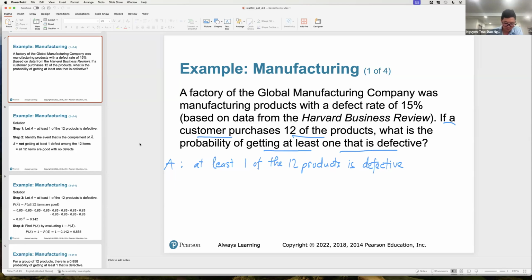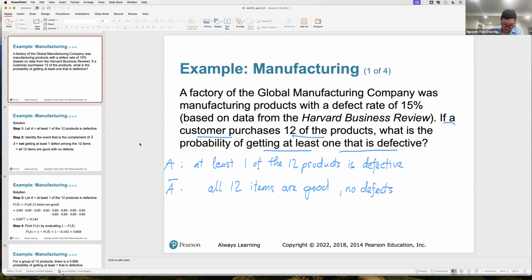Now step 2: the complement event, A bar, is not getting at least one defect among the 12 items, right? That means all 12 items are good. Do you agree with me? With no defects, right? Now let's find the solution here.